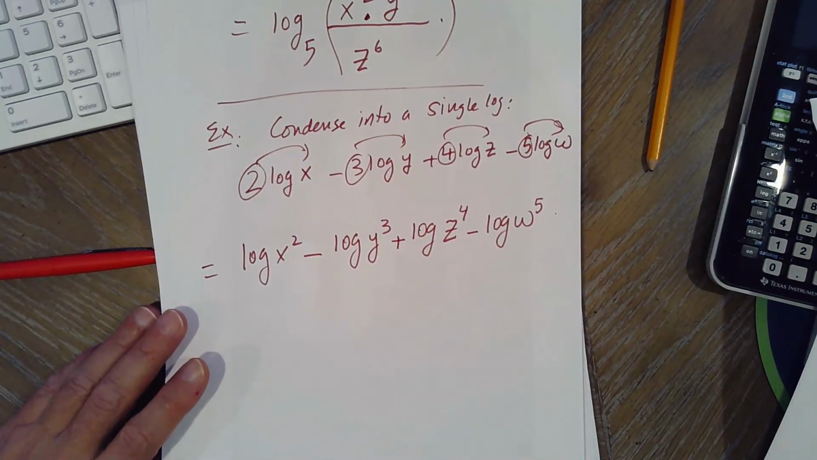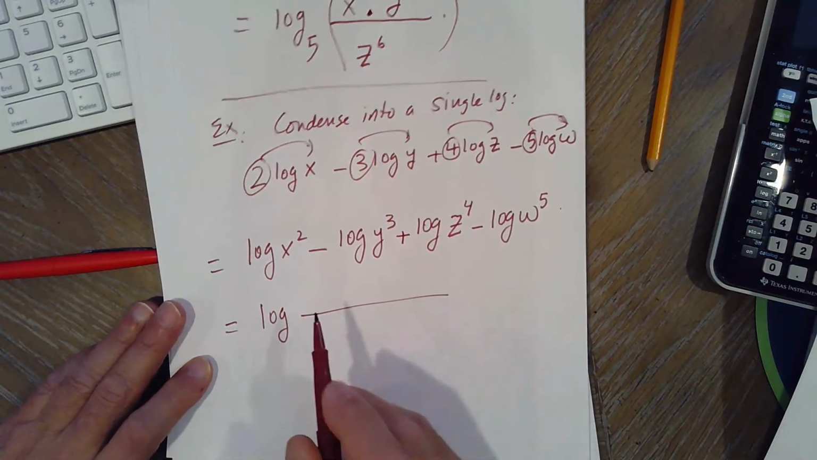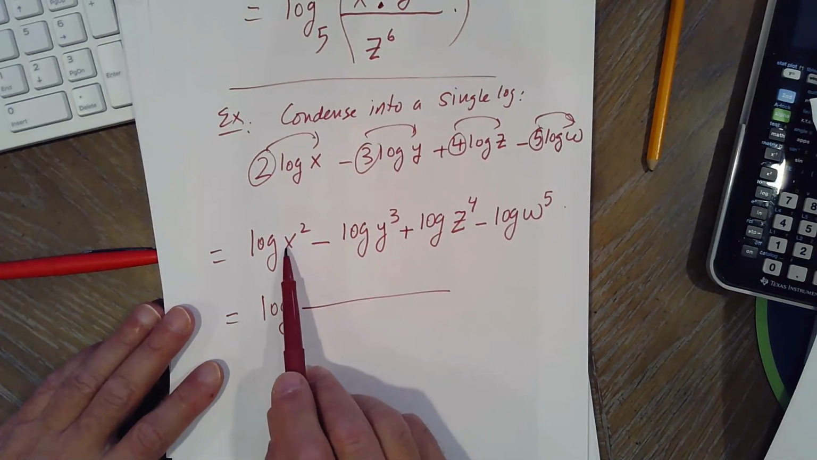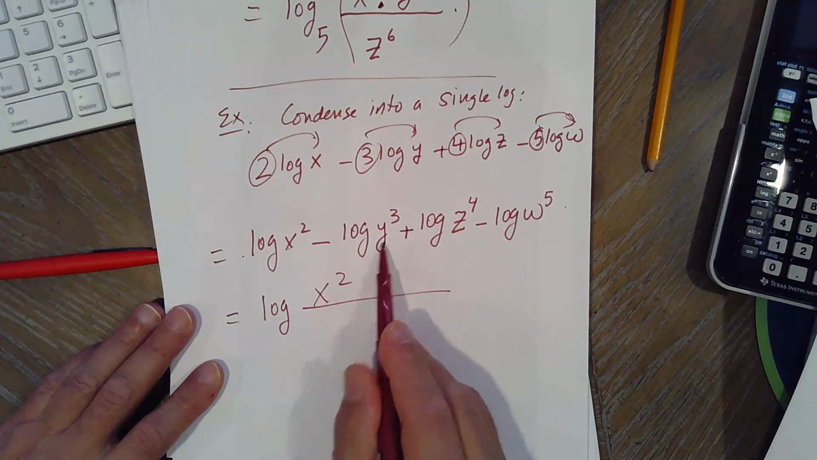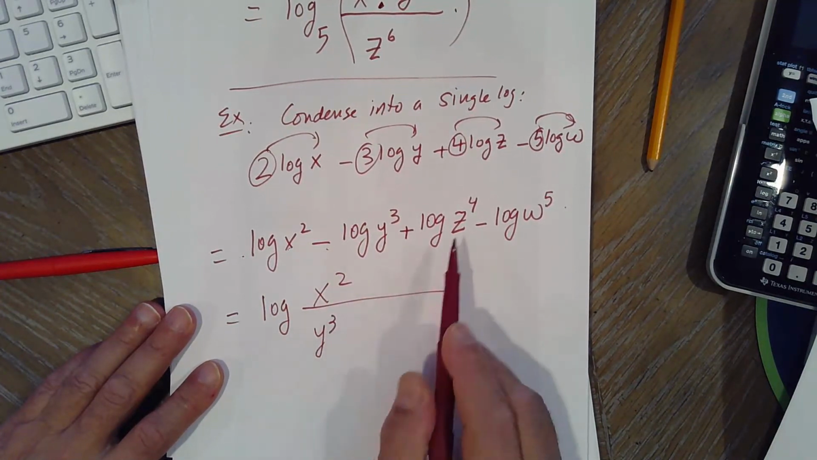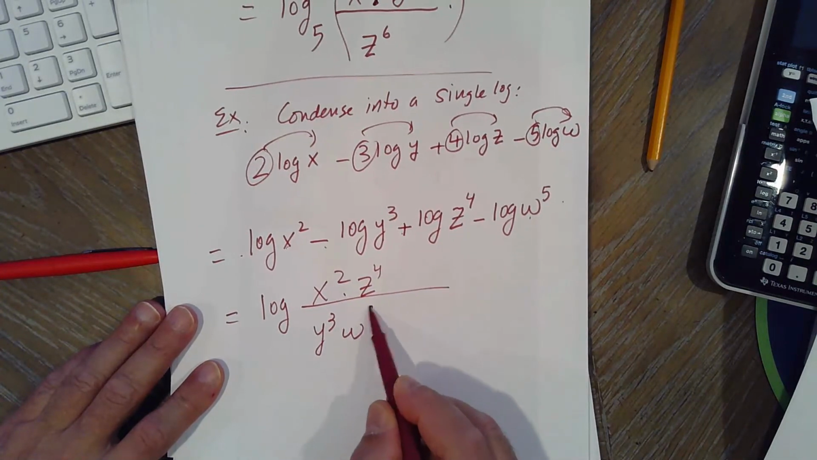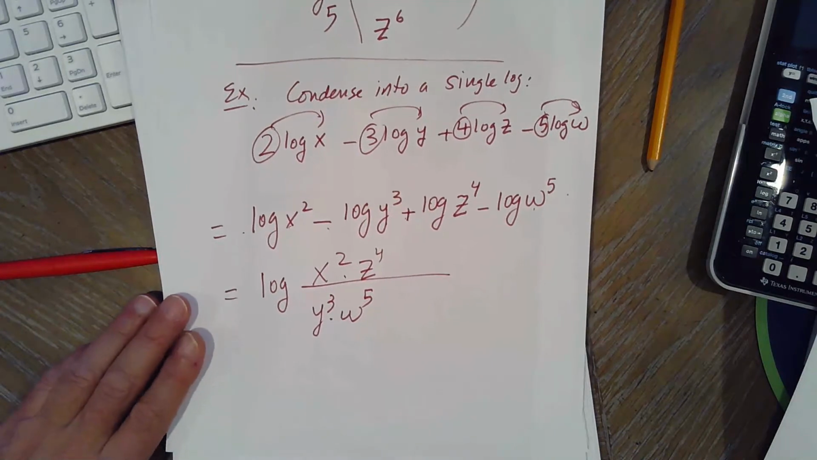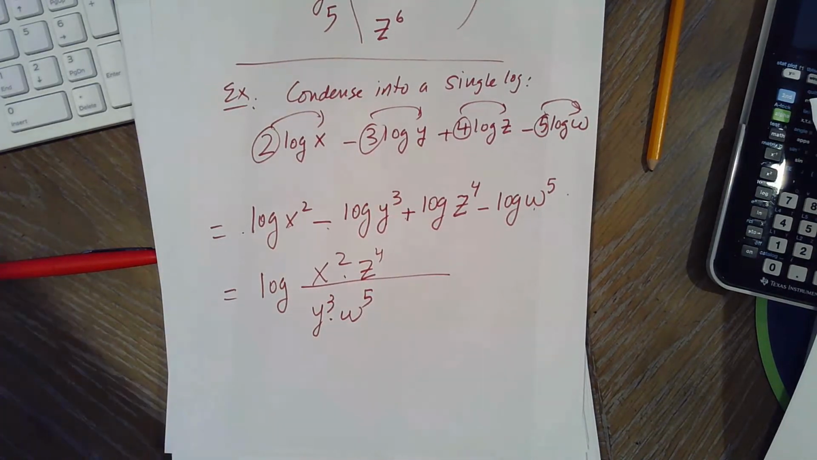Once we remove the numbers from in front of the log, then we know it's going to be a single log with a quotient. The x squared, because it has a plus in front of the log, it's on top. y cubed, negative, on the bottom. z to the 4 has a plus, on top. And then w to the 5 on the bottom because it has a negative in front of the log, thanks to the quotient rule.